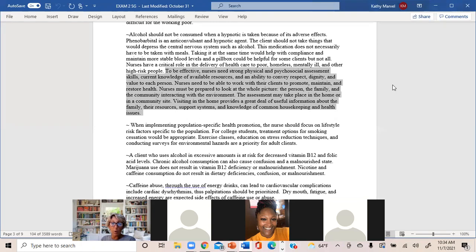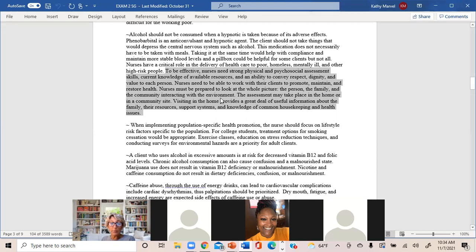So nurses need to be able to work with their clients to promote, maintain, and restore health, right? We have to be prepared to look at the whole picture, right? And in the community setting, the whole picture may include an individual, the family. We may be looking at the individual themselves, the family as a unit, and we may be looking at the whole community, right? Assessment can take place in either the home or in a community site.